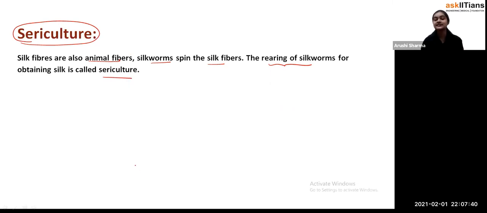But again students, sericulture also has some steps, like how we have to rear the silkworm, because they are very tiny, not like the sheep. So we have to feed them mulberry leaves, because on the mulberry leaves they form a net around themselves, which is called the cocoon, and then we remove that cocoon, and that's how the silk is produced.